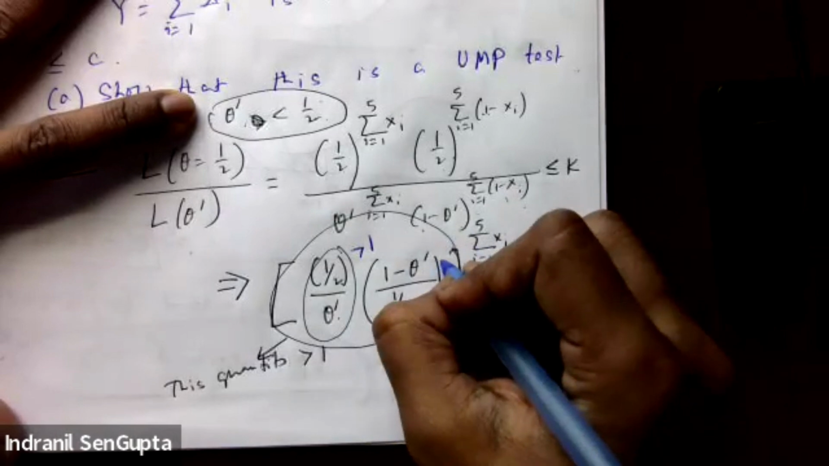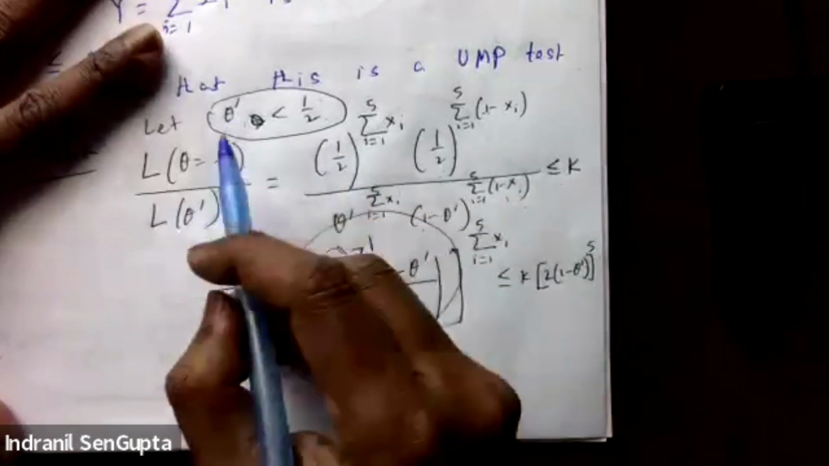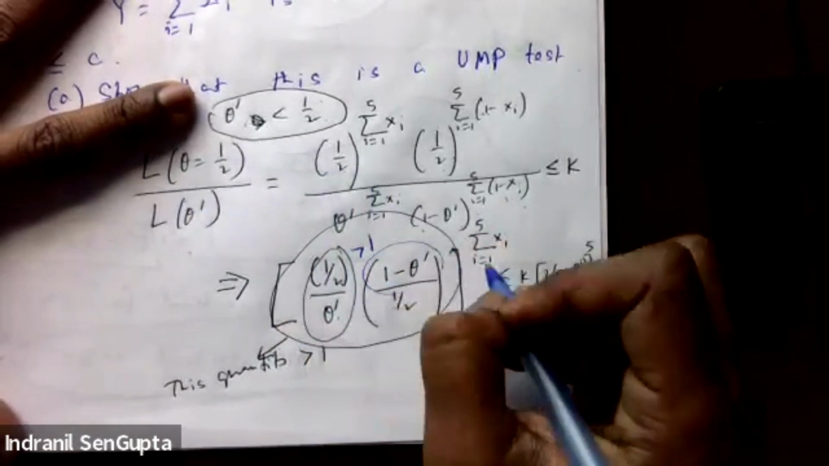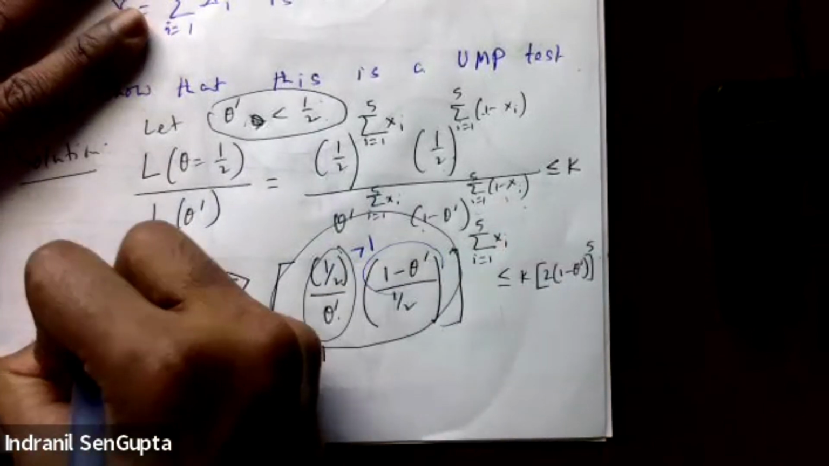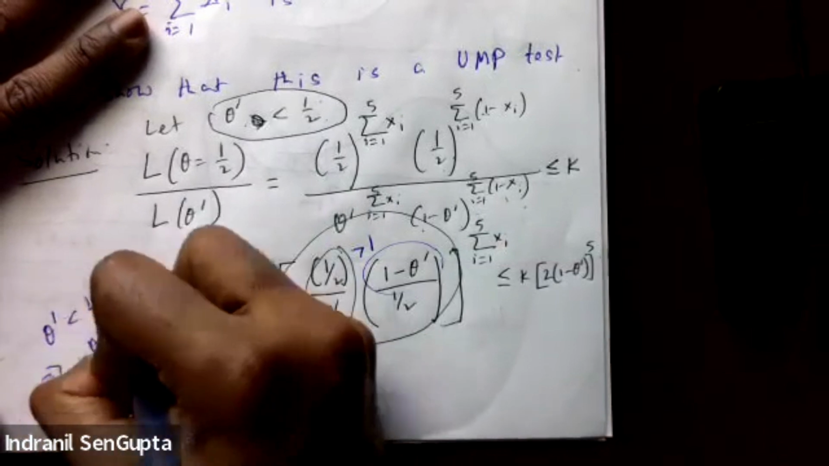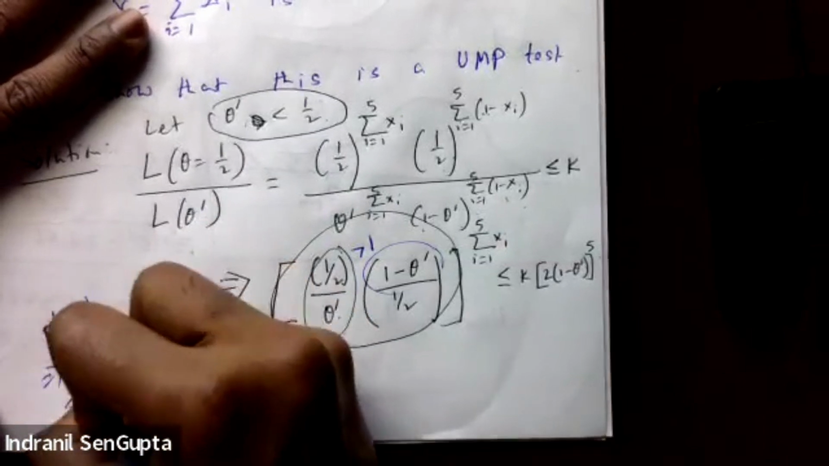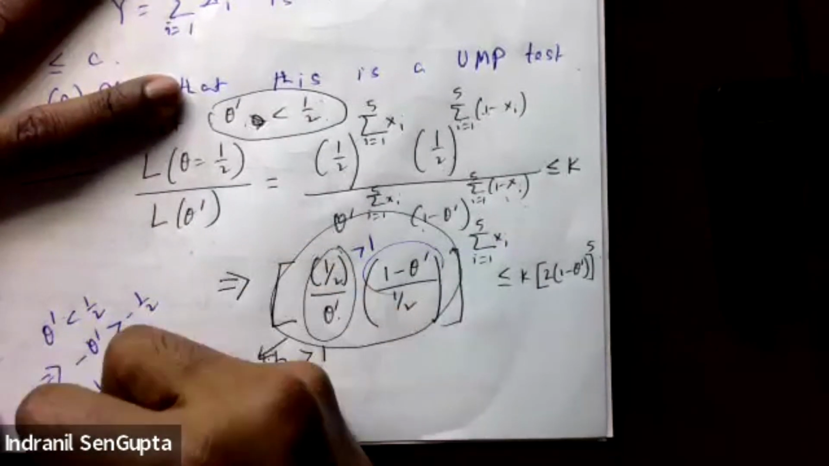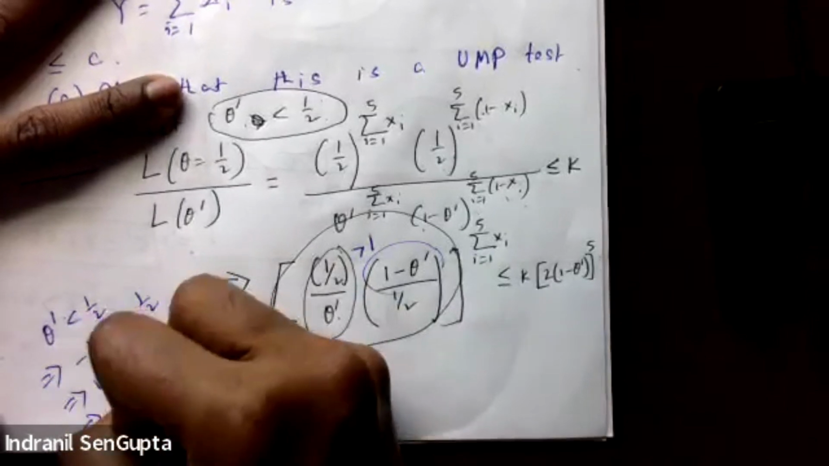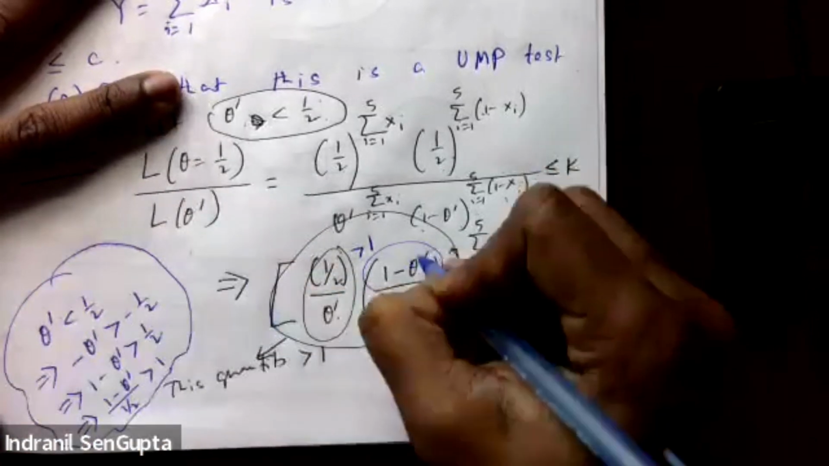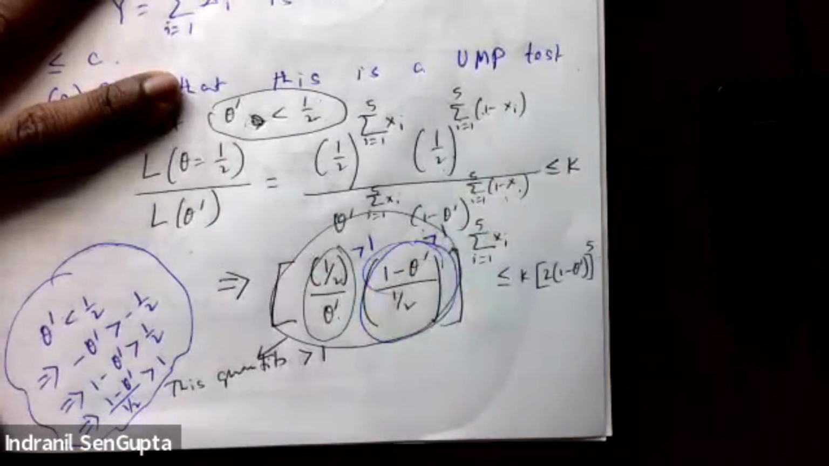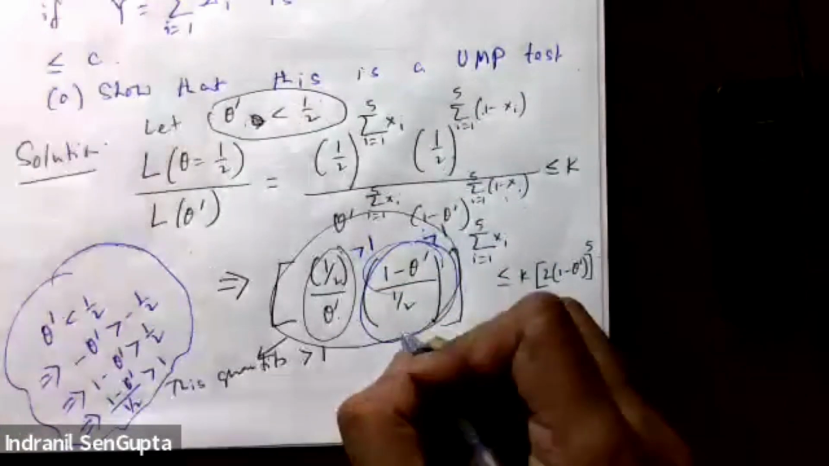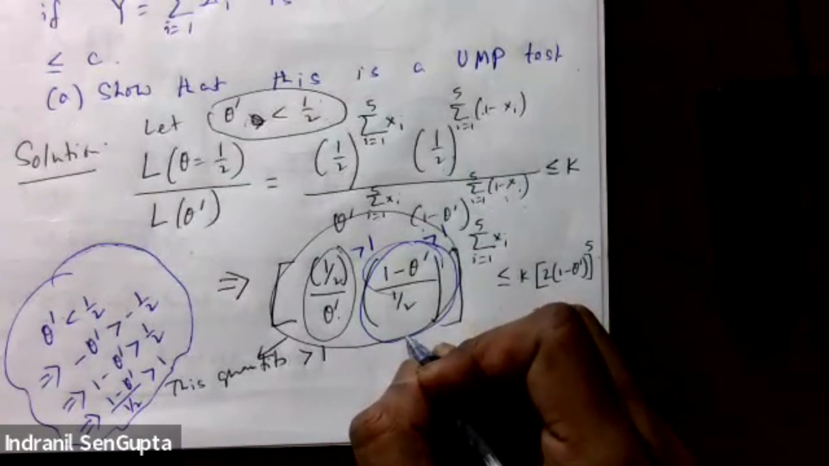At the same time, if I compute 1 minus theta prime, that would be bigger than 1/2. Since theta prime is less than 1/2, minus theta prime is bigger than minus 1/2, so 1 minus theta prime is bigger than 1/2. Therefore 1 minus theta prime over 1/2 is also bigger than 1, so this whole thing is bigger than 1.